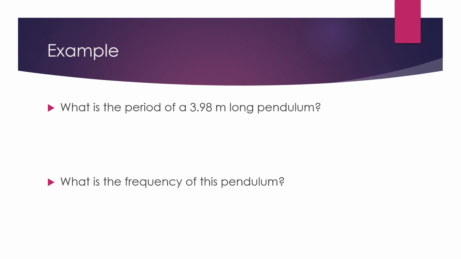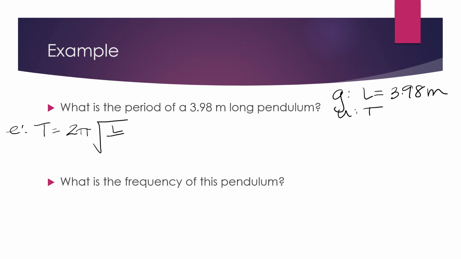So here's our first example. What is the period of a 3.98 meter long pendulum? Okay, I don't have a whole lot of room, so I'm going to write it kind of squished, but we'll be okay. Given, I have my length is 3.98 meters. And the unknown is T. I'm going to put my equation over here. My equation is the same one we just wrote down: T equals 2 pi times the square root of L over a sub g.